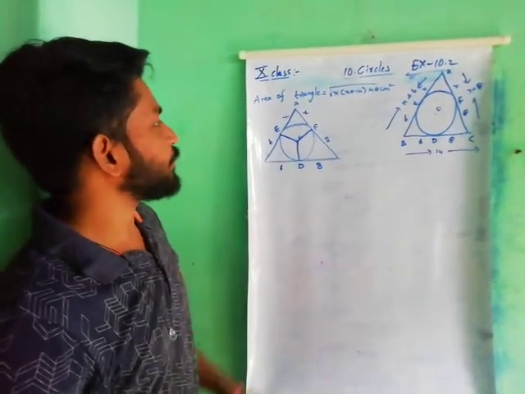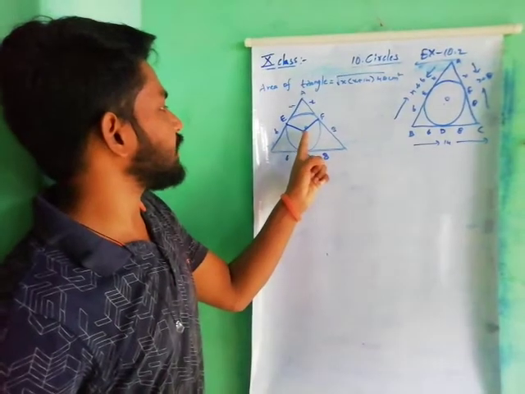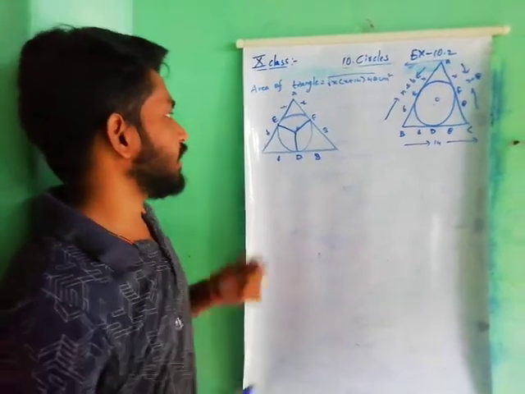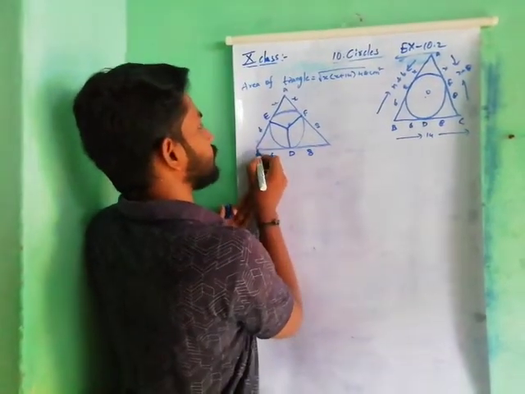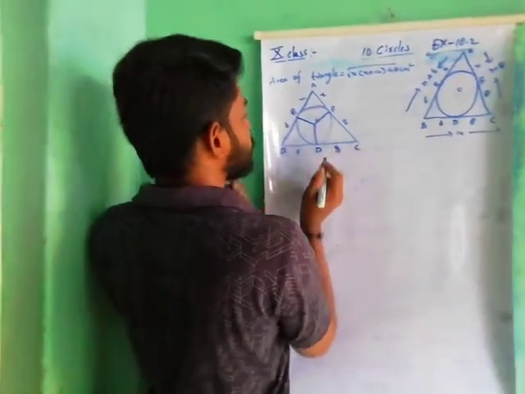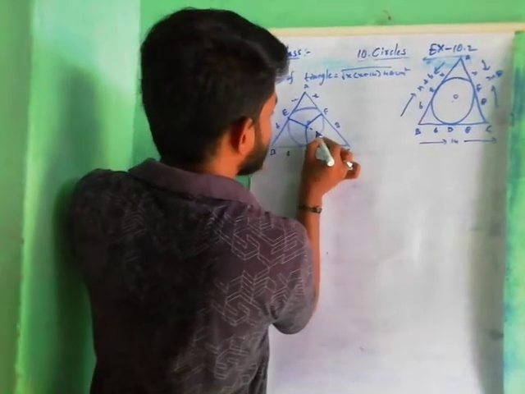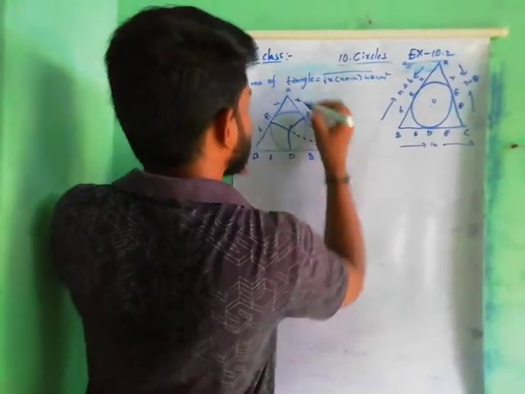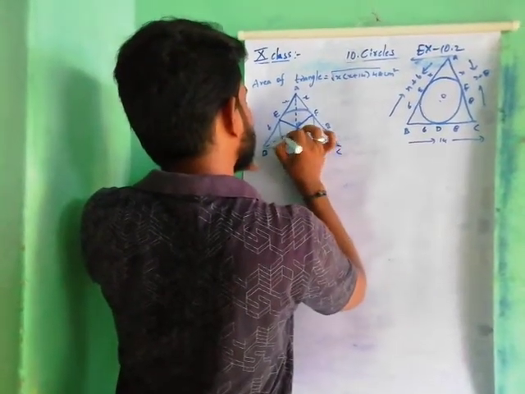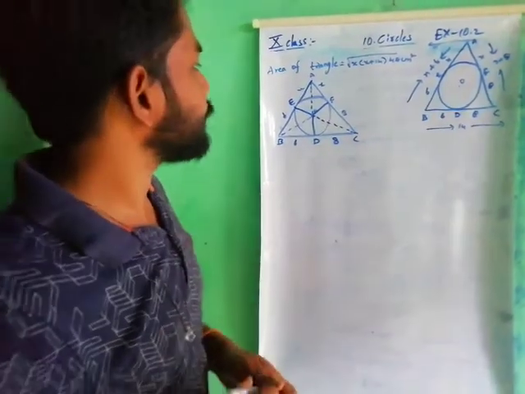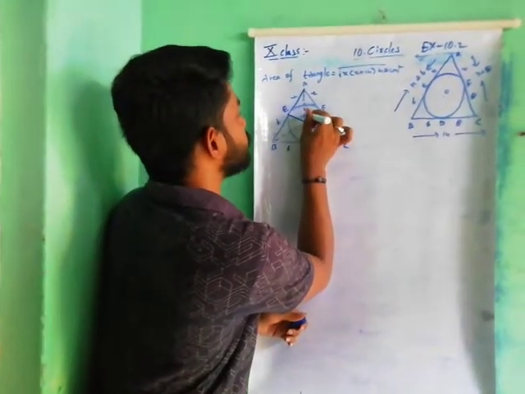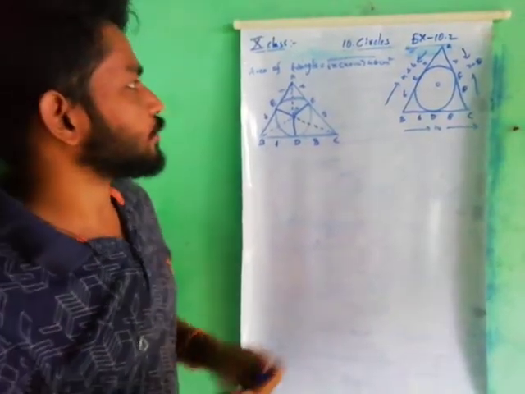Now case 2, here is the diagram. I join the center O to D, center O to E, and center O to F. And I am also joining B to O, O to C, and O to A. So I am joining this. This is center O. Understand? So this is the first figure.